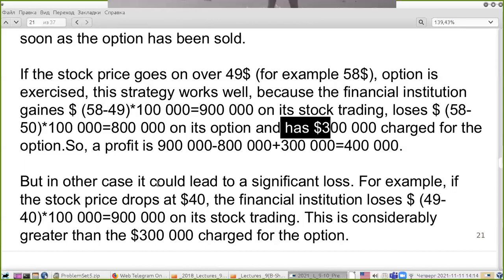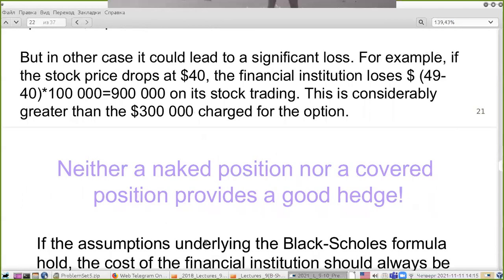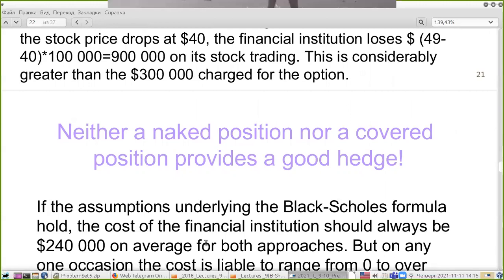But in the other case, it could lead to a significant loss. For example, if the stock price drops to $40, the financial institution loses 49 minus 40 per share, which is 900,000 on stock trading. But what does it have, this financial institution? Only 300,000 for the premium of the options. Understand? So neither a naked position nor a covered position provides a good hedge.